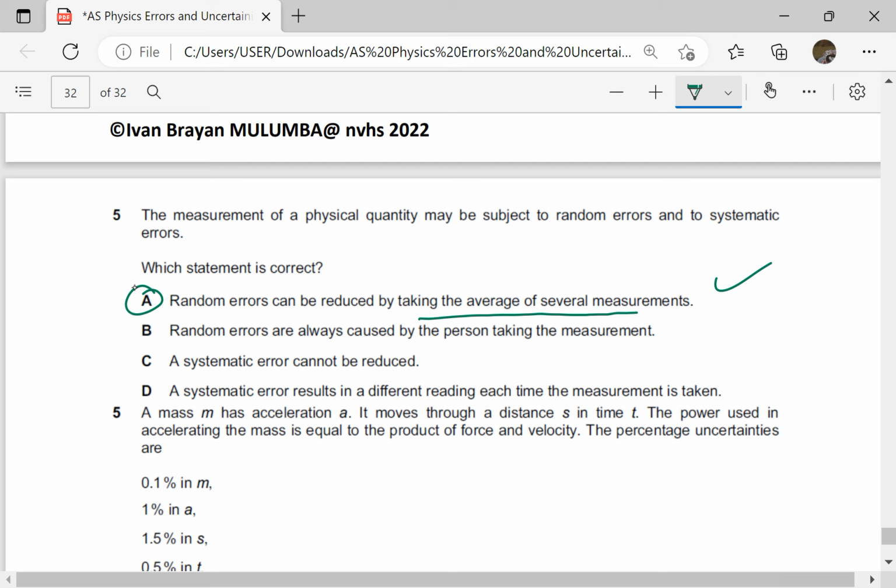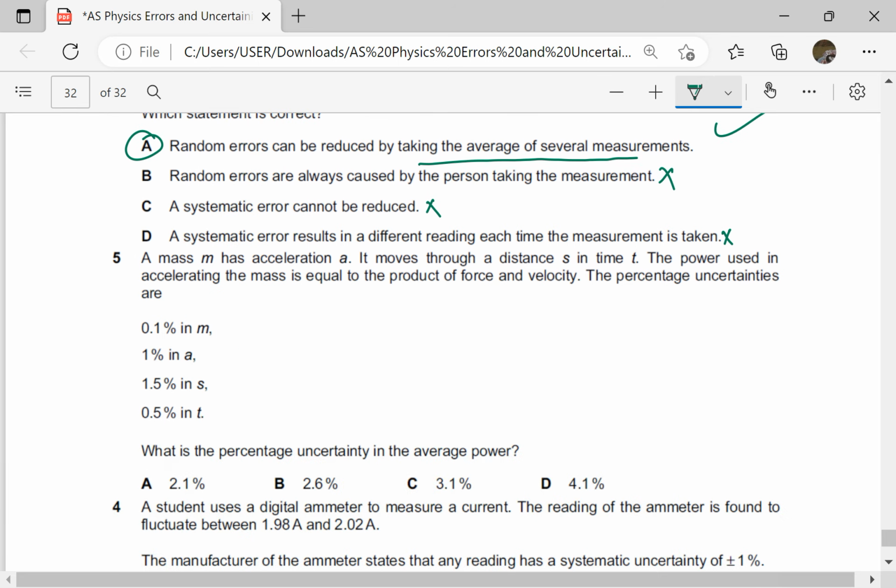Random errors are always caused by the person taking the measurement, not at all. Some of them are unavoidable. A systematic error cannot be reduced. We can eliminate it. If we know the zero error, we can remove it from every measurement. A systematic error results in a different reading each time the measurement is taken, not at all. For the same measurement, it will be the same reading but above the expected value or below the expected value.